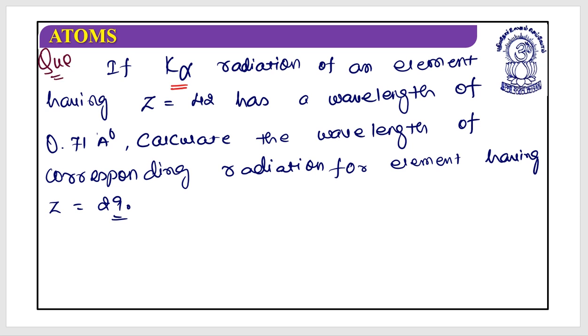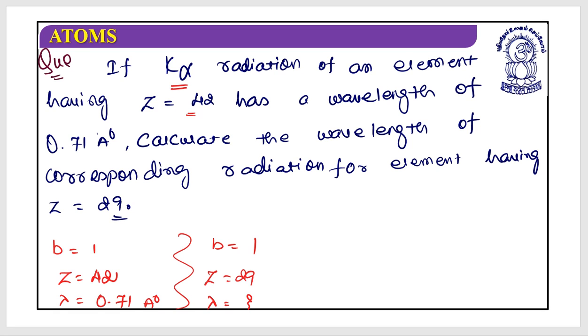He said that K alpha radiation is there, and when it's a K alpha radiation, its b would be equal to 1, that we have discussed in the last slide only. Atomic number Z is 42. At that time, wavelength is 0.71 Armstrong. Now, next time, calculate the wavelength of the corresponding radiation. That means again they require a K alpha series only. That means b is equal to 1 for an element having Z equal to 29. So Z is 29 and I need to work out the wavelength.